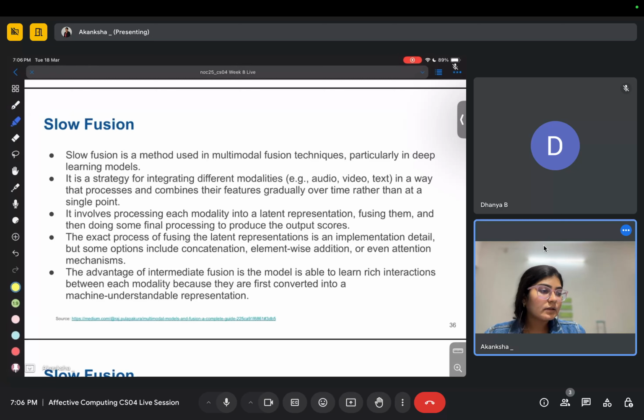It processes and combines the features gradually over time rather than at a single point. Okay, it involves processing each modality into a latent representation, fusing them, and then doing the final processing to produce the output scores. Exactly how we combine in the intermediate states depends on whatever you want to do. It is more of an implementation concept.